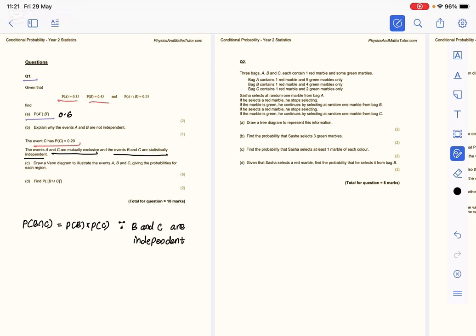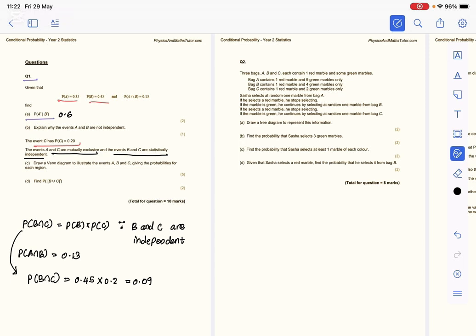Okay. Now, they are asking you to draw a Venn diagram to show these events A, B, and C. You know P(A and B) is 0.13. From this, you can calculate probability of B and C. That will be 0.45 times 0.2, which is 0.09. Right? Yes, because of the independence, we can get it as probability of B times probability of C. Okay, 0.09. What about this one?